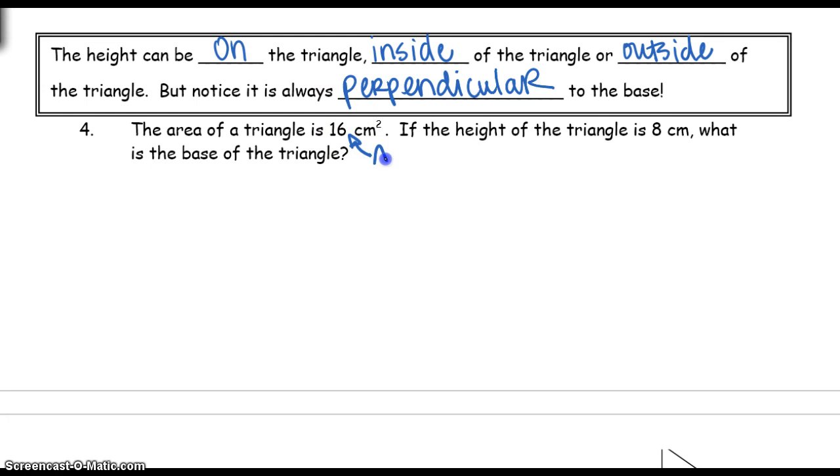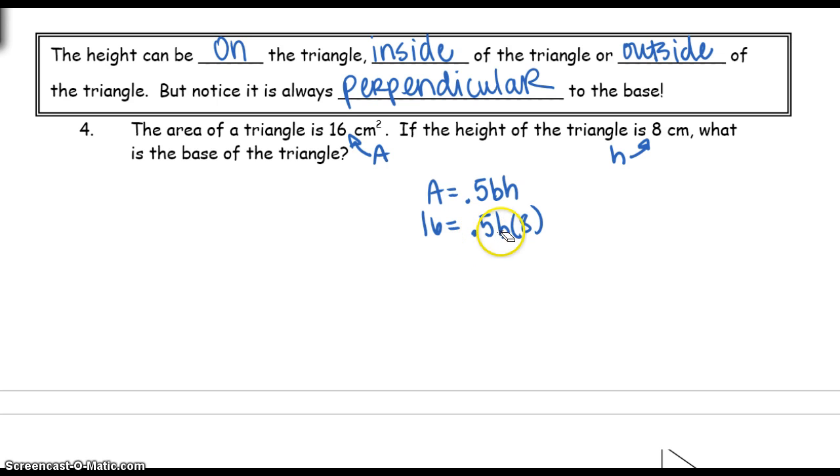So right here we know that's A, and they said this is the height, so that's H. So if area equals 0.5 times B times H, our A here is 16, and then we have 0.5, and we don't know B, but we know H is 8. Now, a lot of students are like, what do I do here? It looks so weird. Well, the commutative property says that we can kind of rearrange this.